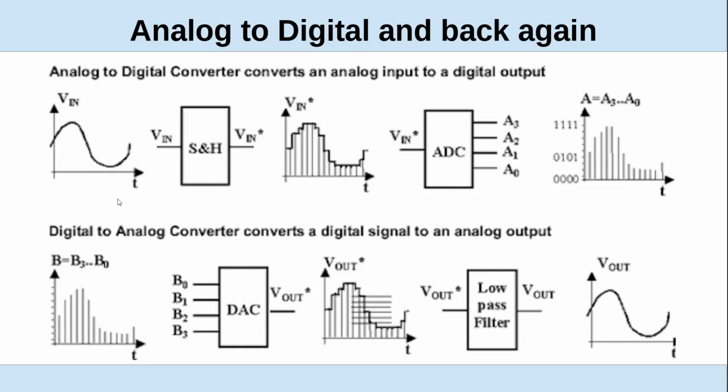Now, you do just the opposite with the D to A, where we're going to feed a digital signal in and generate an analog signal out. And a lot of times that's as simple as a resistor network. And you just filter it with a low-pass filter and get the original analog signal.